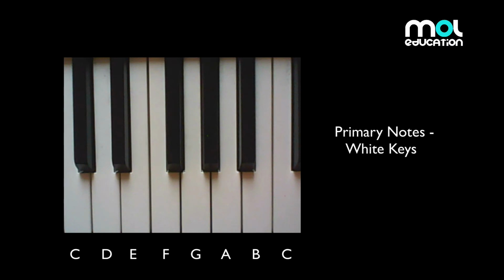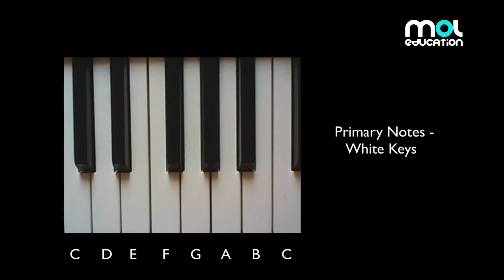Let's just get our primary notes out of the way. So we start on C. If you go up to the next white key, you get D, and this carries on. You go to the next white key, you get E, F, G, A, B, and C. So C is here, C is also here, and the notes in between, D, E, F, G, A, B, and C. That is the name of the primary notes on the keyboard, the note names rather.